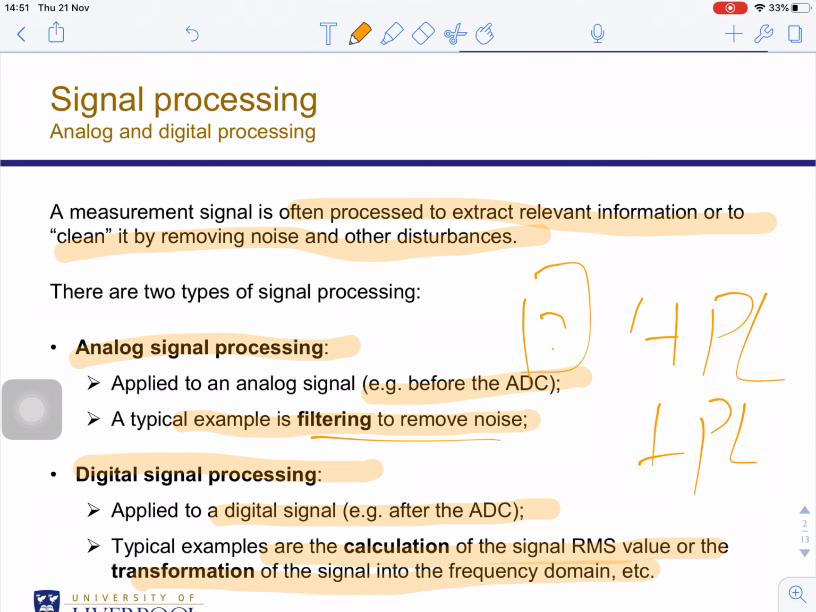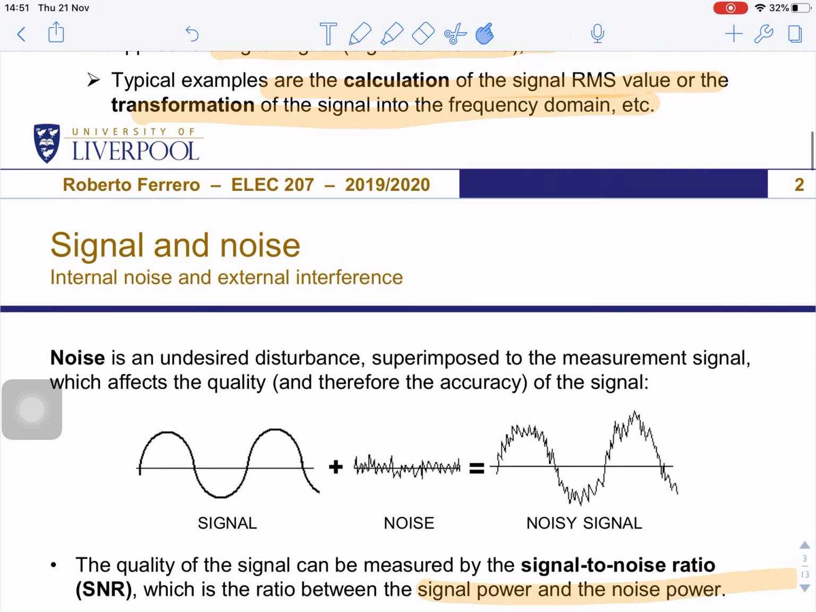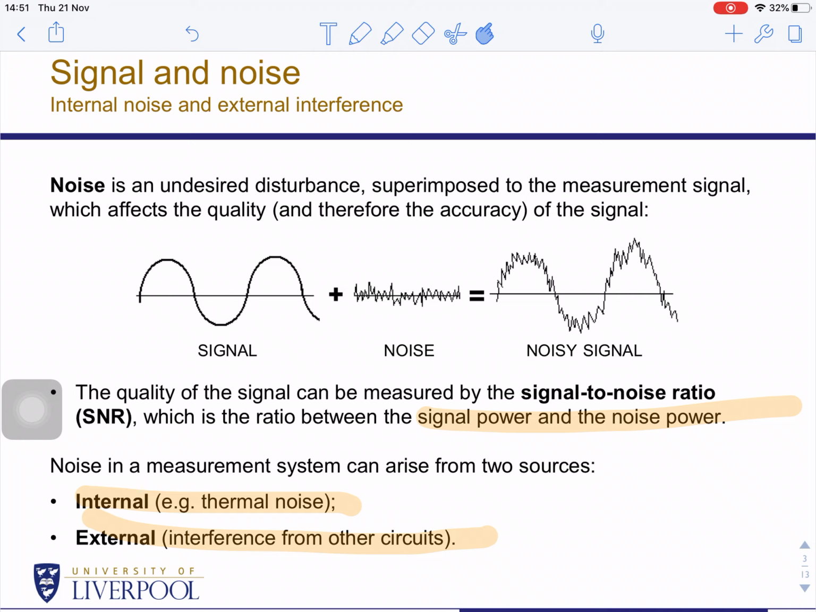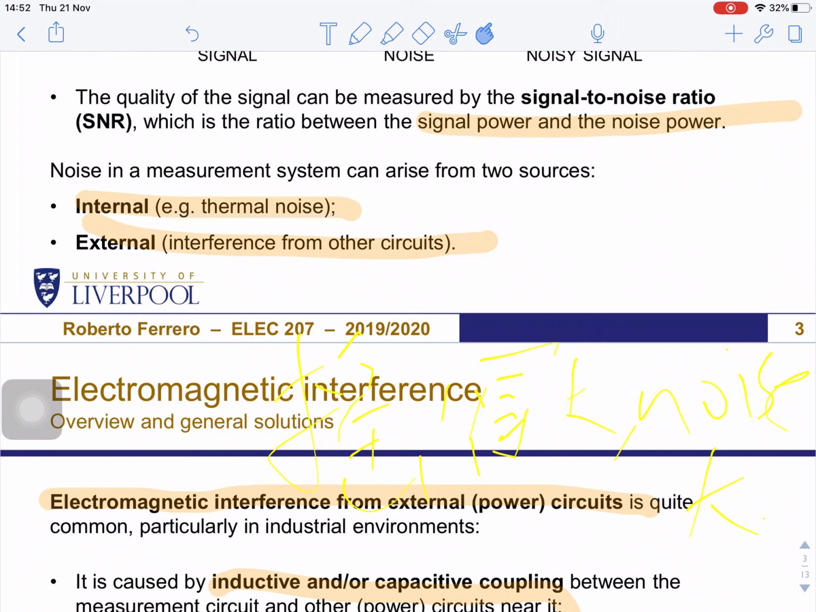And then the digital signal processing is applied to a digital signal after the ADC. A typical example is calculation of the RMS or transformation of the signal into the frequency domain and so forth. Additionally, we need to consider the noise. The noise is an undesired disturbance superposed on the measurement signal, which affects the quality of the signal. The quality of the signal can be measured by the signal to noise ratio, which is the ratio between the signal power and noise power.